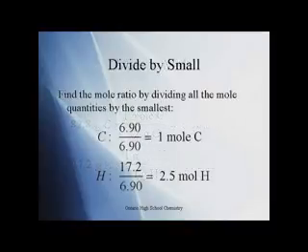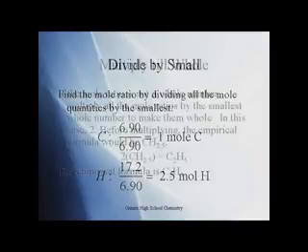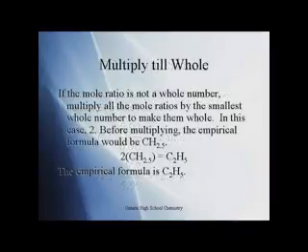Once we've found the moles, then we're going to do the step divide by small. In this, we're going to find the mole ratio by dividing all the mole quantities by the smallest. The smallest has to do with carbon, so 6.90 divided by 6.90 gives us 1 mole of carbon. The hydrogen is 17.2 divided by 6.90, which gives us 2.5 moles of hydrogen. As we examine the mole ratio, we find that we have 2.5 moles of hydrogen for every carbon. If we were to write an empirical formula from this mole ratio, it would be CH2.5.